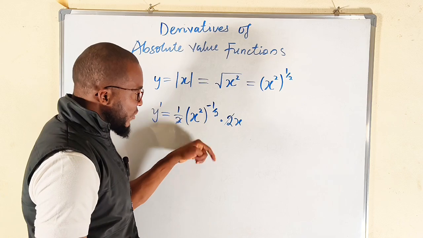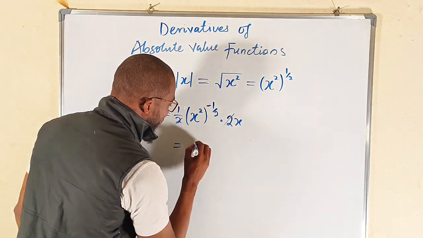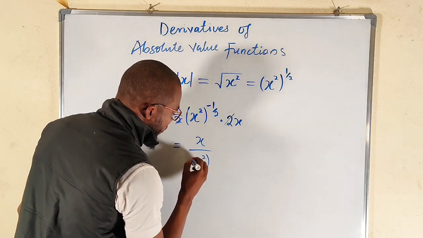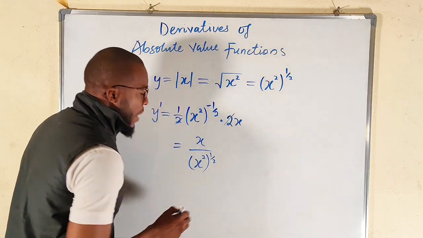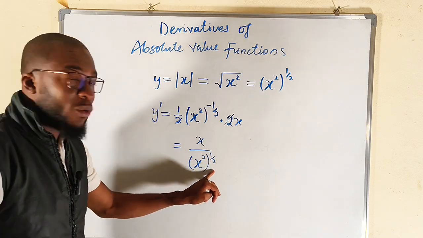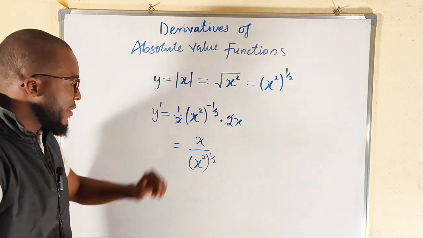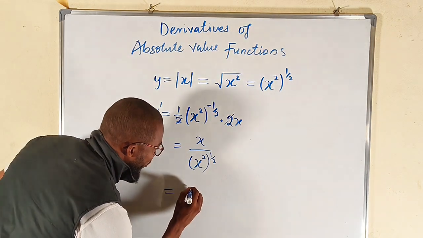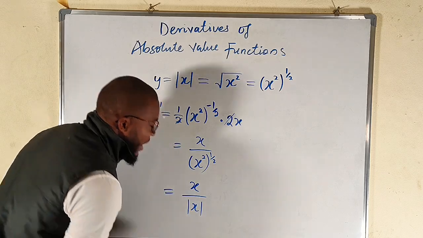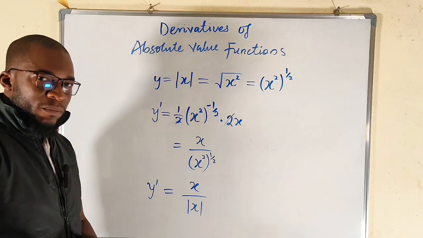But you can drop this down such that the exponent becomes positive. We end up having x divided by x squared raised to the power of 1 over 2. But what do you remember about this x squared raised to the power of 1 over 2? It is exactly the same thing as the absolute value of x. And hence this is equal to x divided by what? The absolute value of x. And this is just the derivative of the absolute value of x.